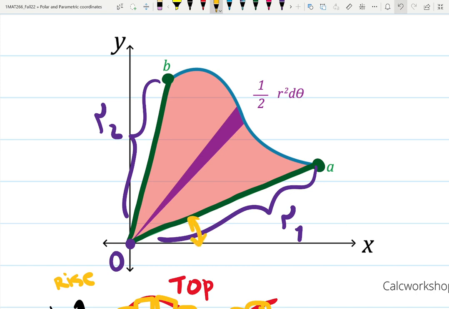Let me put it down. Usually people put it down with the positive x-axis, theta 1 and theta 2. What is the area between those two lines?